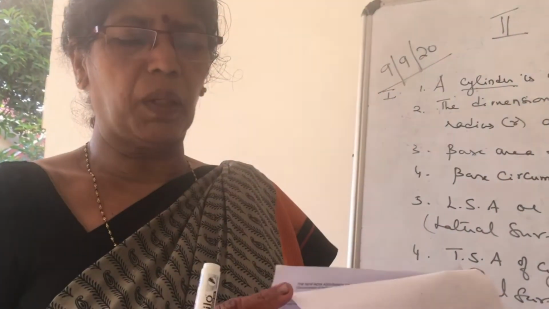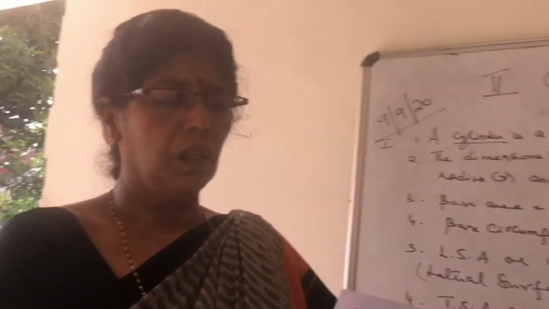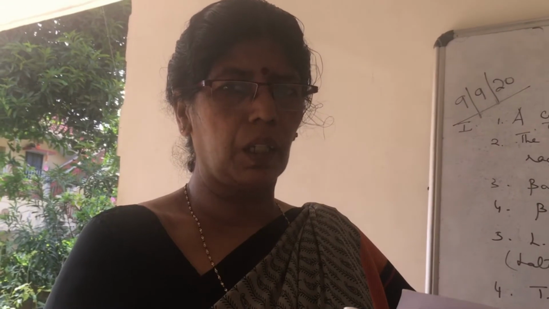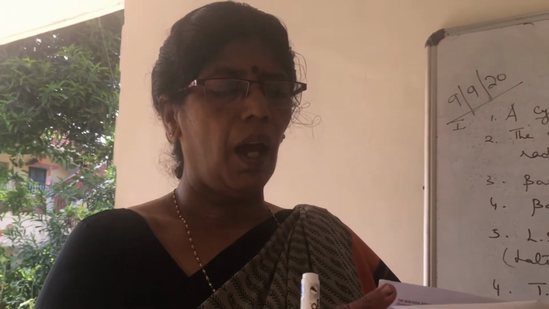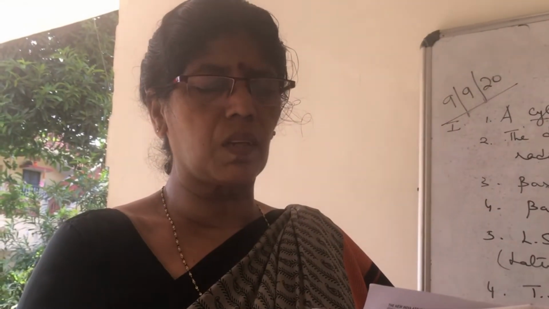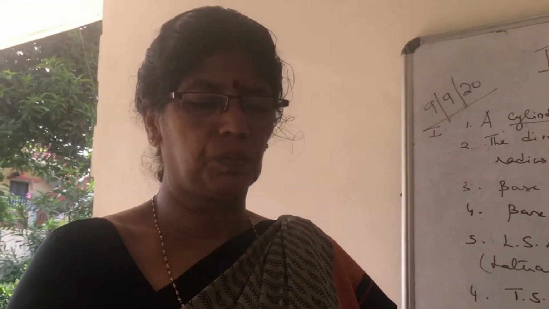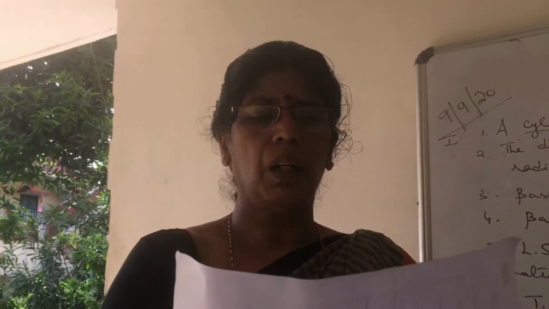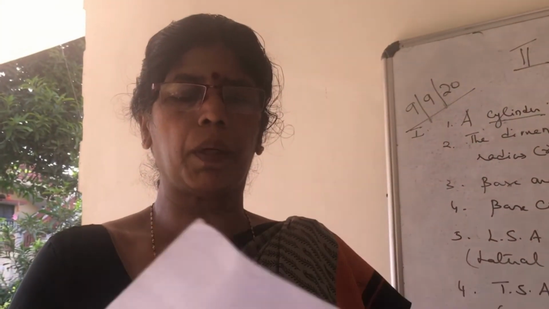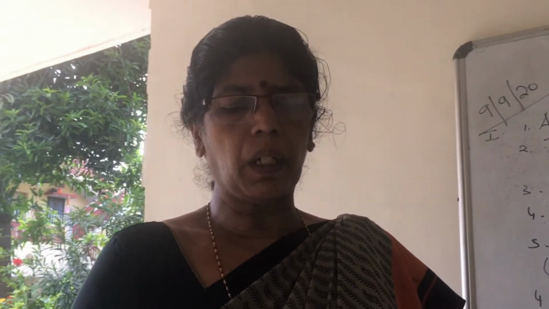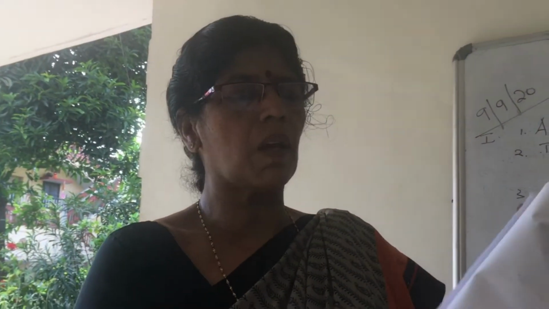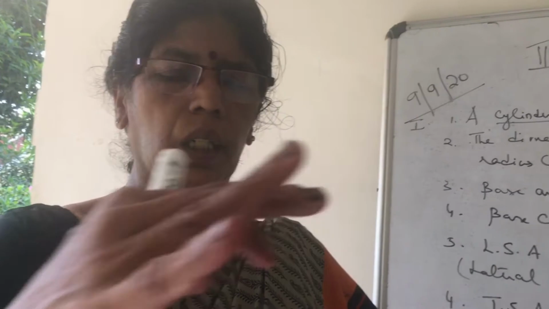The length becomes the base. The base is what? A circle whose area is pi r square and the circumference of the base is 2 pi r. I am repeating, children. A rectangular sheet of paper when rolled becomes a cylinder with two circular ends.